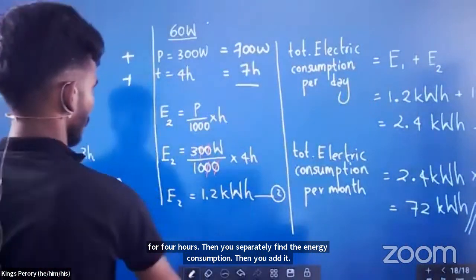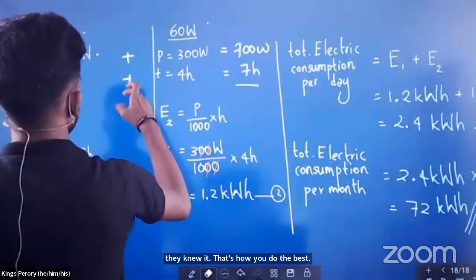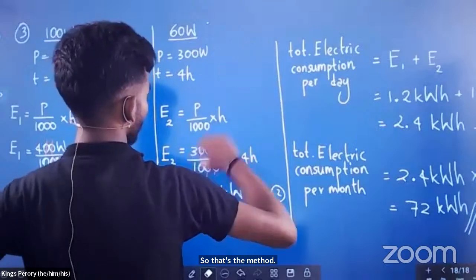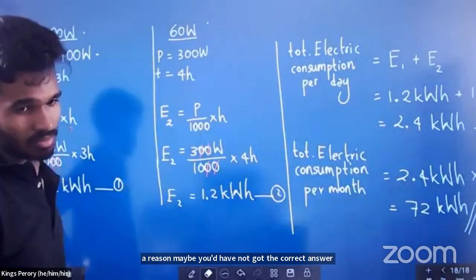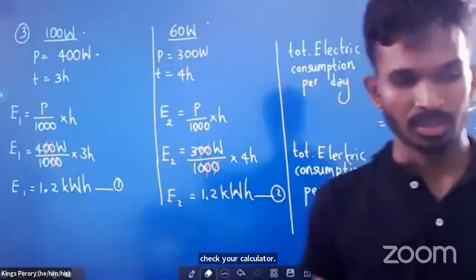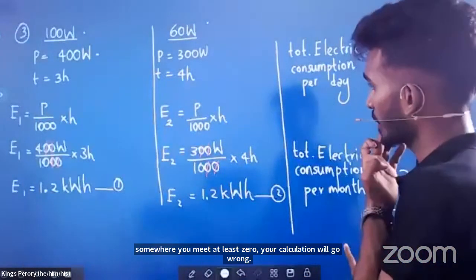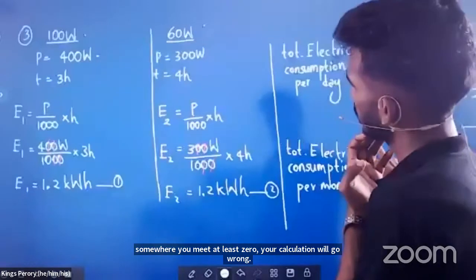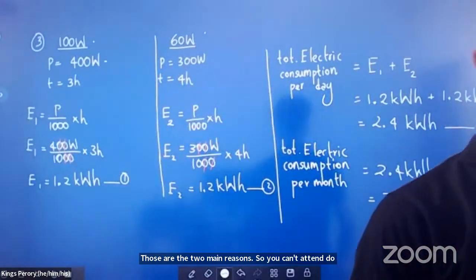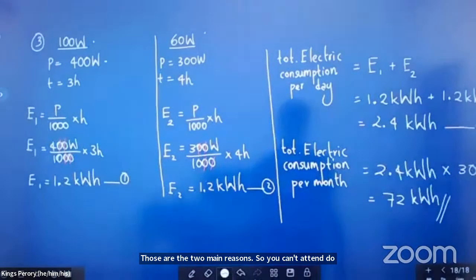Okay, so that's the method. A reason maybe you would not have got the correct answer: check your calculation. From somewhere you miss at least a 0, your calculation will go wrong. That's the second reason for getting it wrong. Those are the 2 main reasons. So you can't add and do it in one shot. You can't tell 7 hours. Nothing is working for 7 hours here.